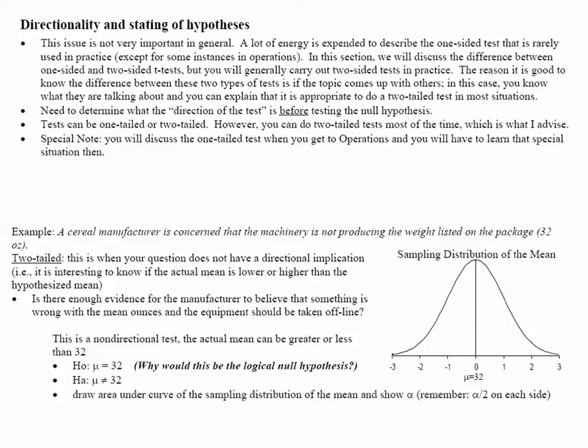So we ask, is there enough evidence for the manufacturer to believe that something is wrong with the mean ounces and the equipment should be taken offline? This is a non-directional test. The actual mean could be either greater or less. So we would state the null hypothesis, H0, as the population mean equals 32 ounces. I want you to think about why this would be a logical null hypothesis. We're stating the status quo. We have to start with the assumption that it is 32 ounces unless we have evidence that it is something other than 32 ounces. Now in a bidirectional test, H1 or HA, the alternative hypothesis, is that the mean does not equal 32 ounces.